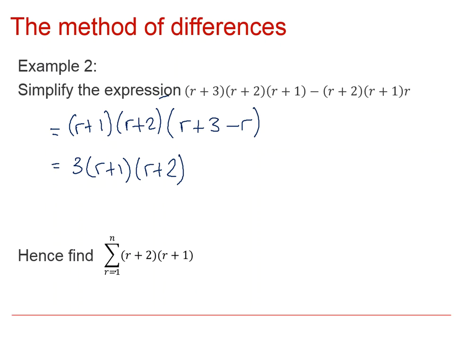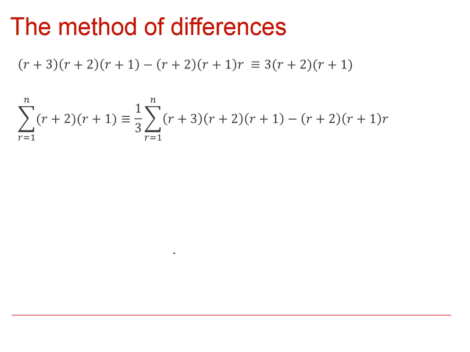And now that we've found that, we're hence going to find this sum from r equals 1 to n of r plus 1 times r plus 2. Now if you look at these, we can see that this difference gives us 3 times r plus 1 times r plus 2. So we're going to need to take that into account when we do our calculation. So you can see that this can be written as a third of what we get when we use the method of differences, because here we have this extra 3.